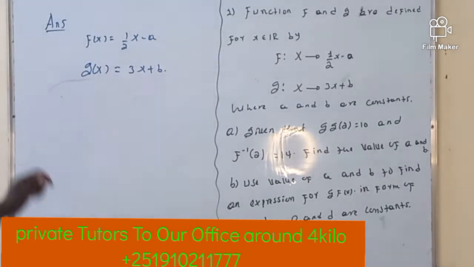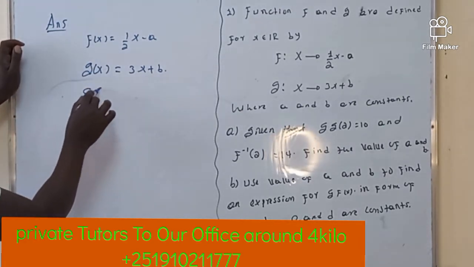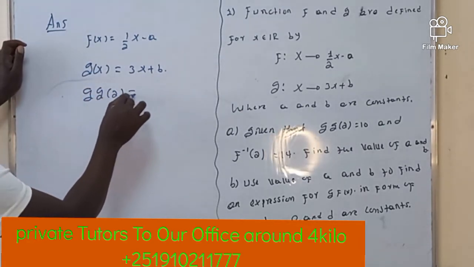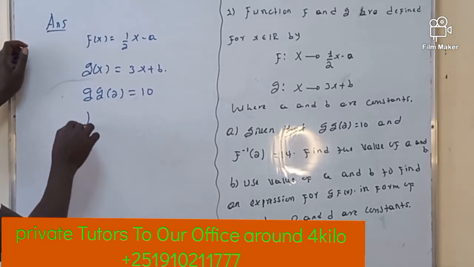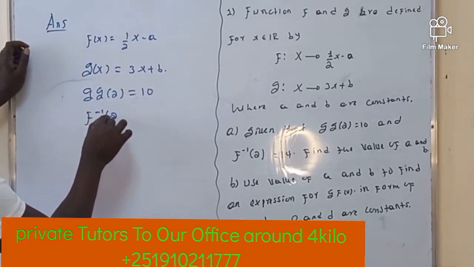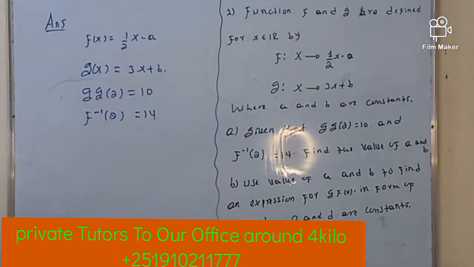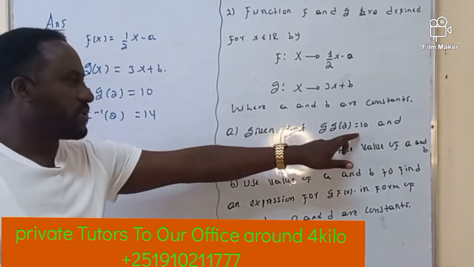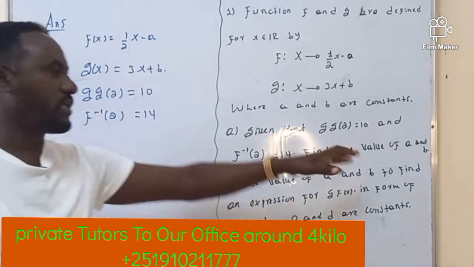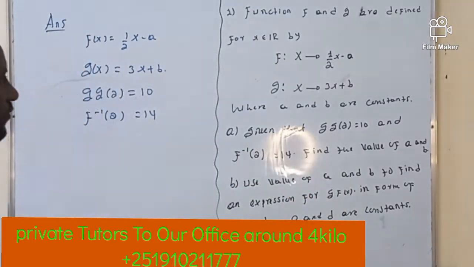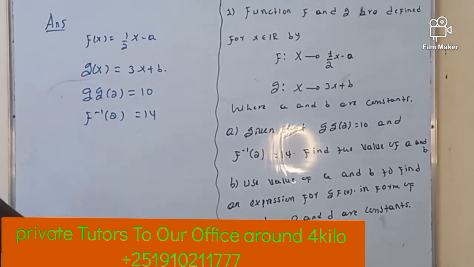Now another given information is what? G of 2 is given, that is already 10. And f inverse of 2 is also given, which is 14. Then what are you going to find? In the first case, given this one and this one, find the value of a and b. How could you find the value for a and b in general? In order to find the value for a and b with the help of this one, first of all, let's come to this one.